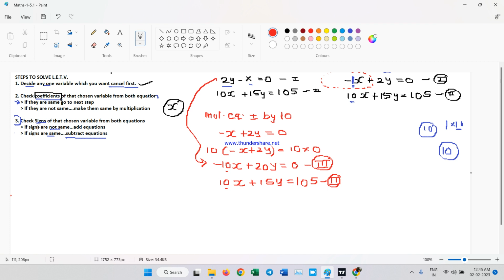Go to step 3. Step 3 is about signs. If signs are not the same, add the equations. If signs are the same, subtract the equations. Now you will simply notice this is the minus sign over here and this is the plus sign over here, so the signs are not the same. So what we will do, we will add equations. We will add equation number 3 and 2. Now guys, addition is always simpler than subtraction, but subtraction is also not so difficult. Just follow my steps, that's it.